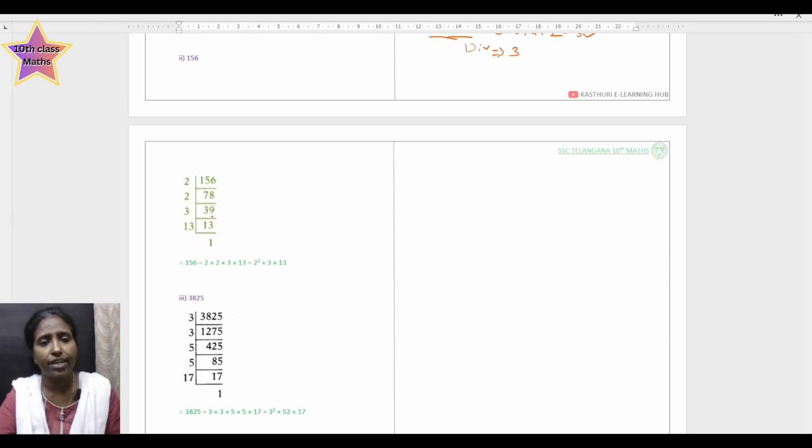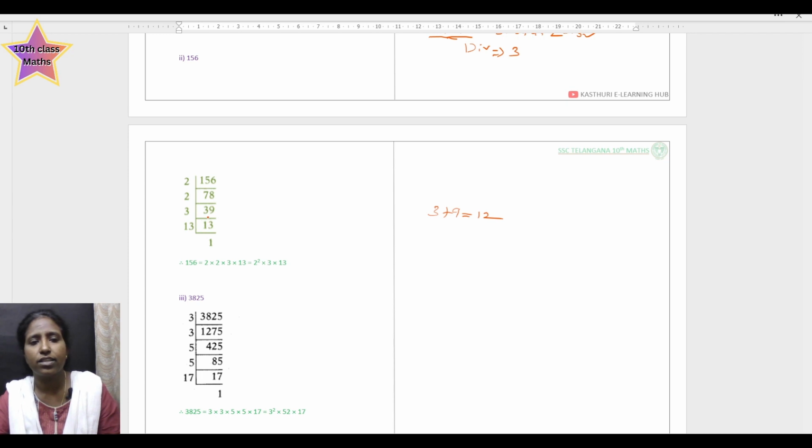Okay, 39. 9 is not divisible by 2. So you have to try with 3. If you go for 3, 3 plus 9 is 12. Is 12 divisible by 3? Yes. So 39 is also divisible by 3.